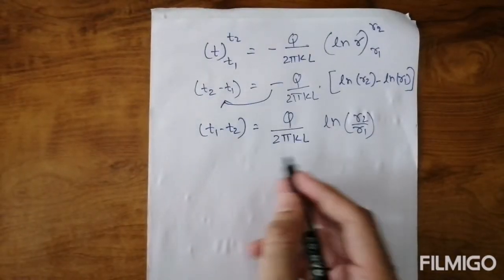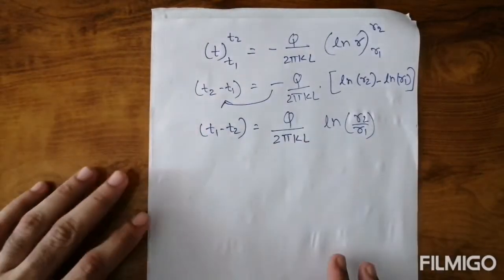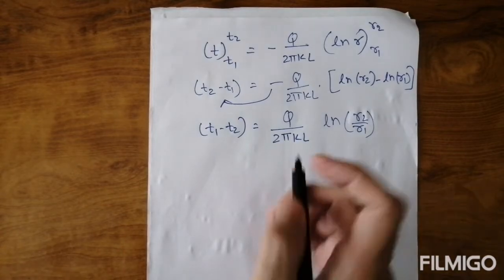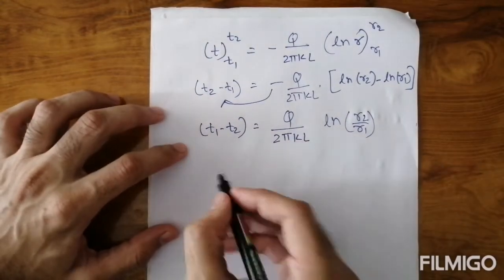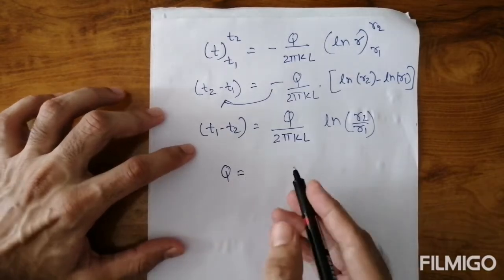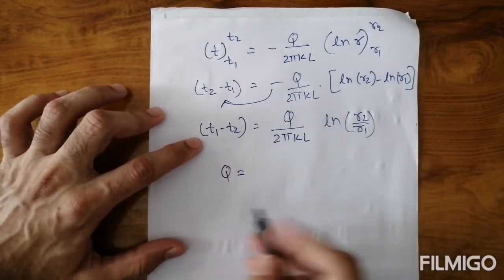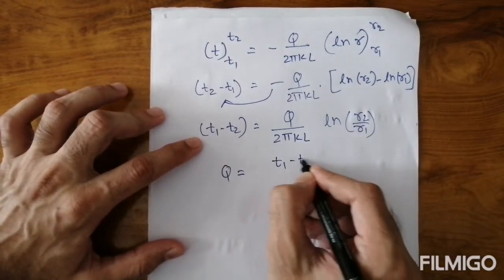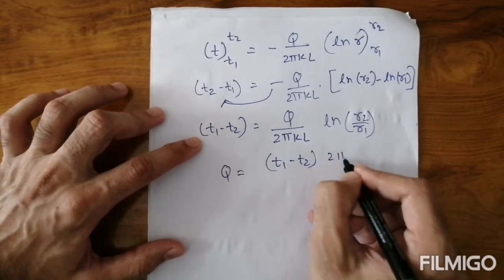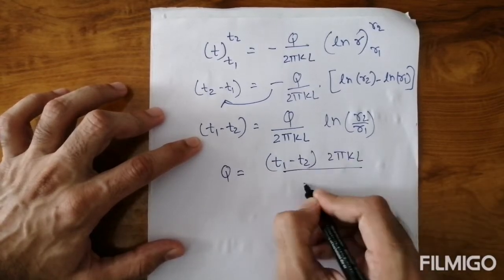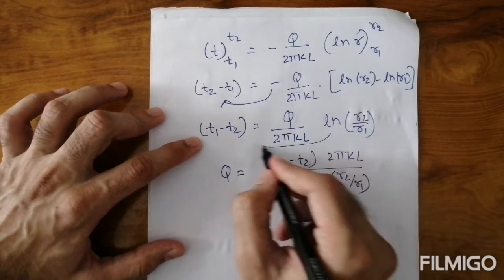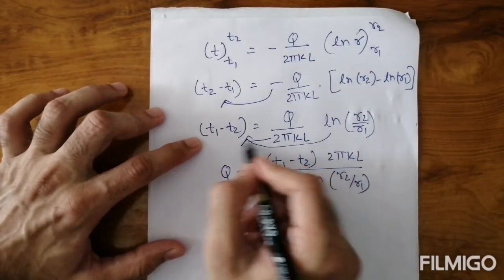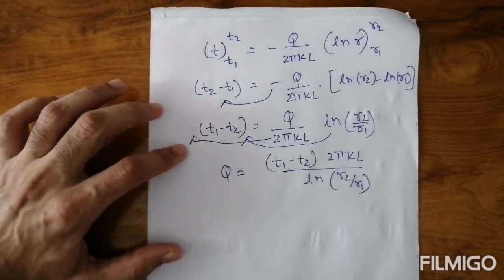One more time, an interchange will be considered. Our equation is required in the form of Q. So Q is equal to T1 minus T2 on the upper side, 2 pi KL divided by ln R2 by R1. Just a rearrangement or interchange will be there, and that side will be considered.